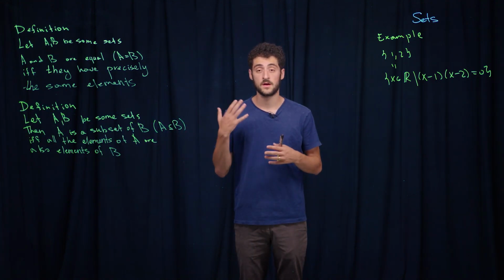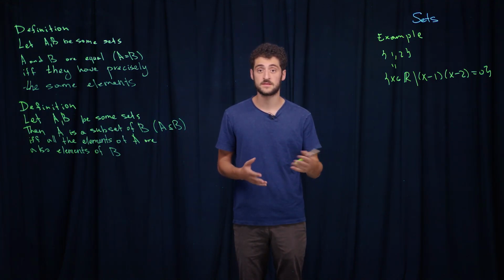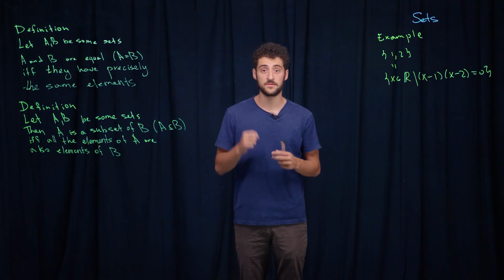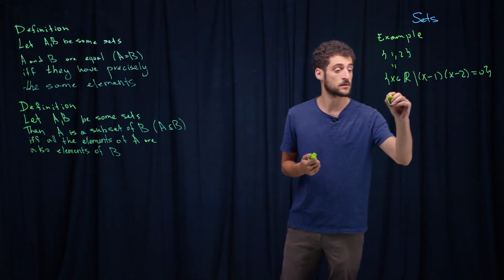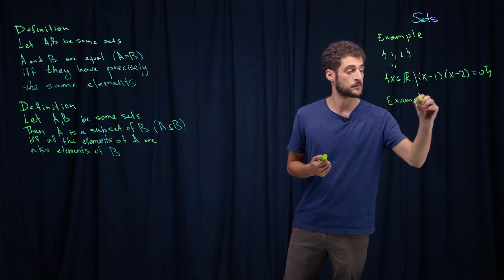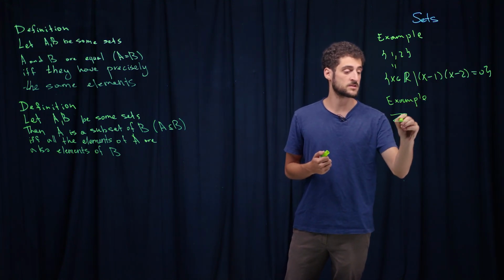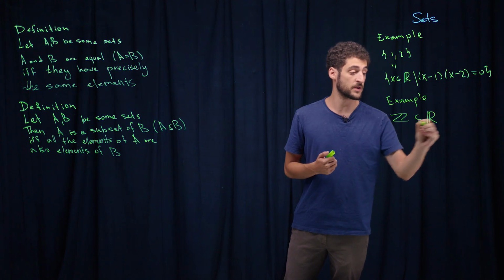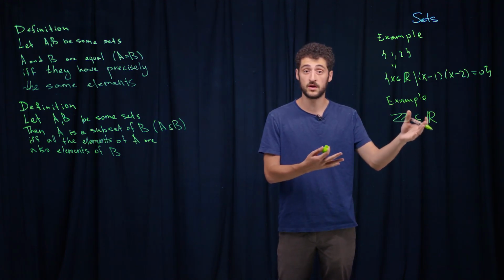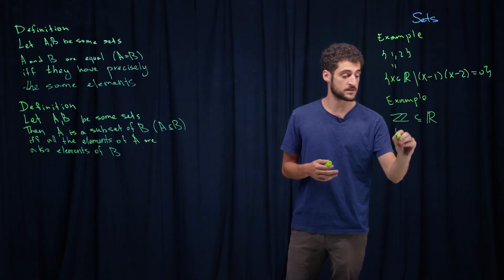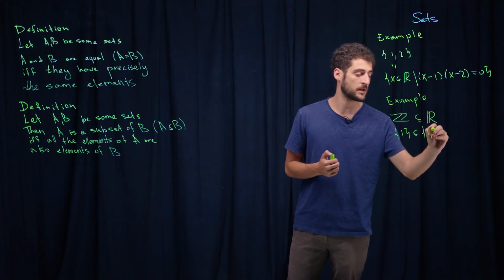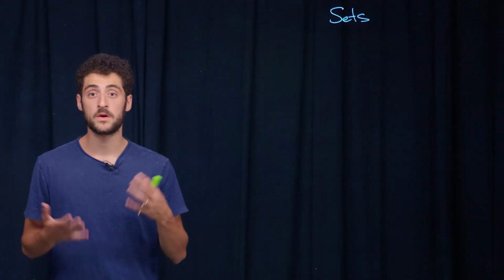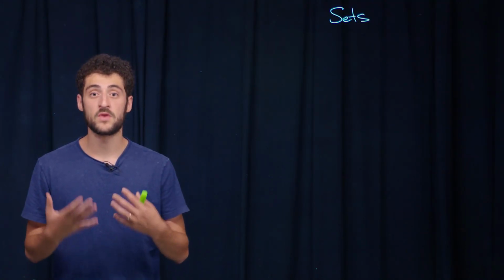Additionally, we may say that the set A is a subset of the set B if all the elements of A are also elements of B. For example, the set of integers is a subset of the set of reals because all integers are also reals. Or we can say that the set consisting of one element 1 is a subset of the set consisting of 1 and 2. We can also make some operations on sets.